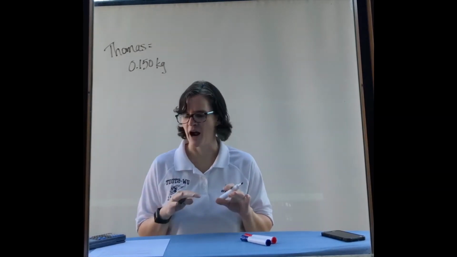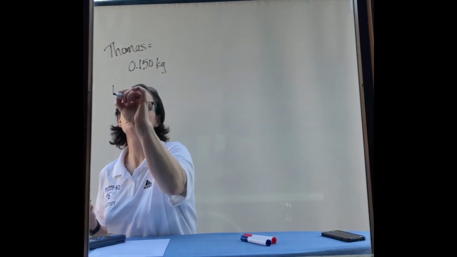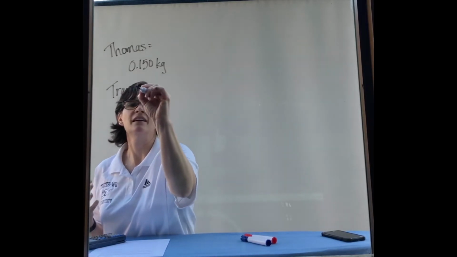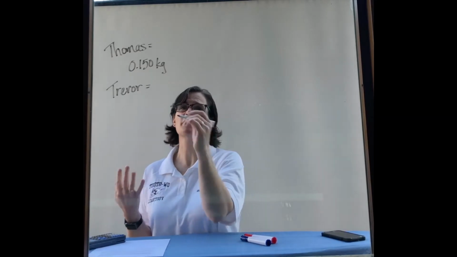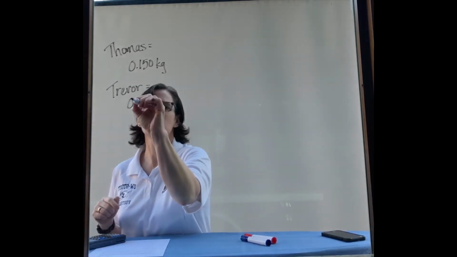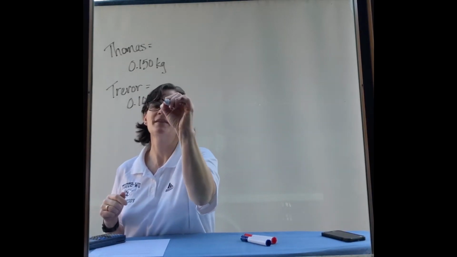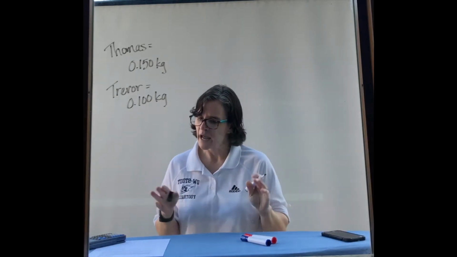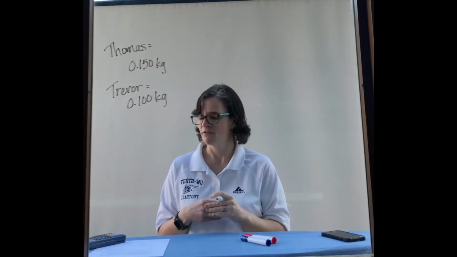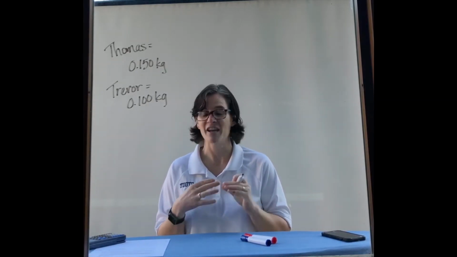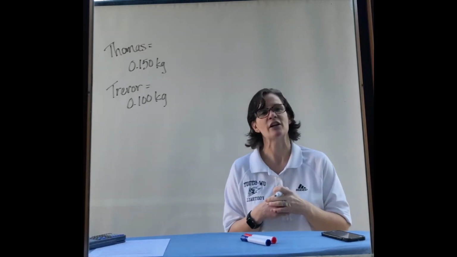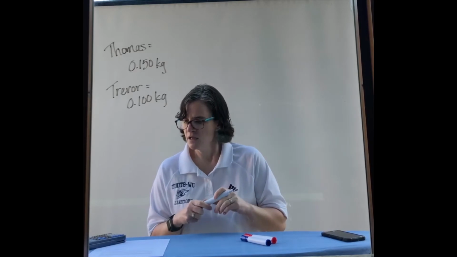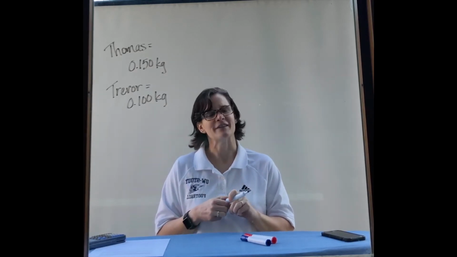Up ahead on the track was another vehicle, Trevor. All right, well, Trevor's a little bit smaller. He's only 100 grams, so 0.100 kilograms. Ryan pushed Thomas with a velocity of 0.5 meters per second at Trevor and let go. The two trains collided and stuck together. How fast were the two trains going after the collision?